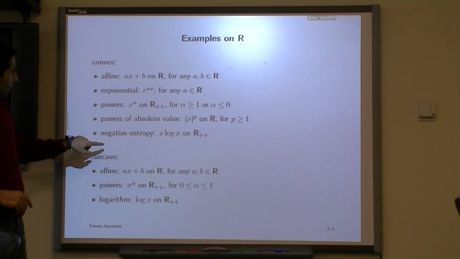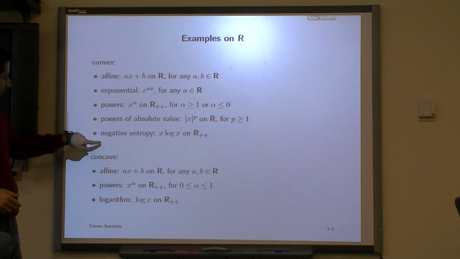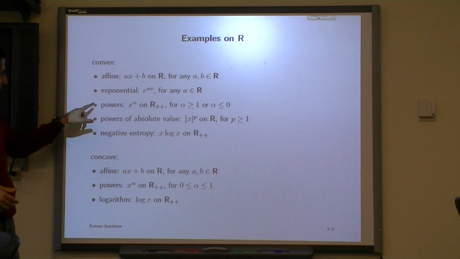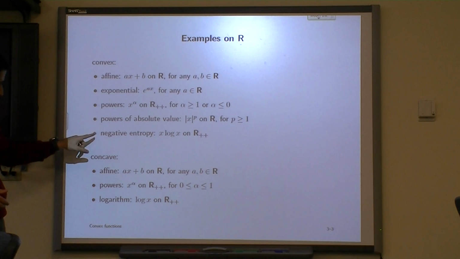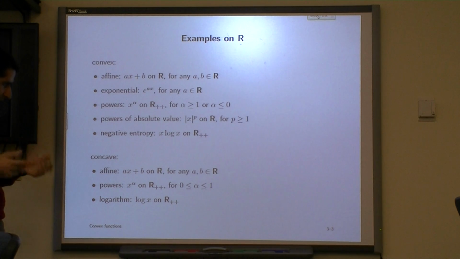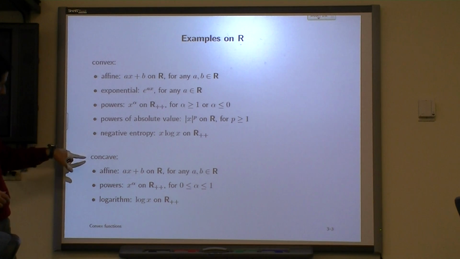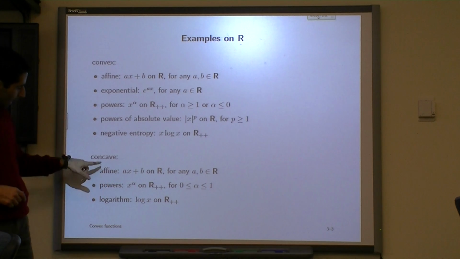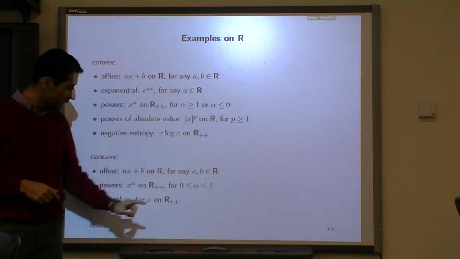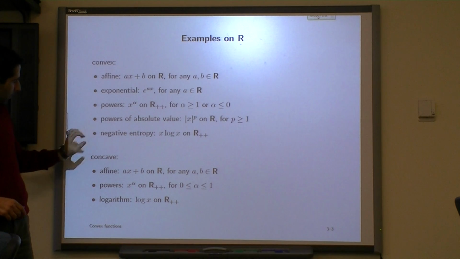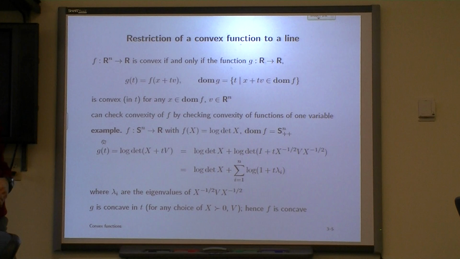We had some examples in the real numbers: affine function, exponential function, power, absolute values, negative entropy x log x, that we will continue to talk about and prove some of these properties. And concave functions can be affine function, power if the power is between 0 and 1, and logarithm can be one of the concave functions.